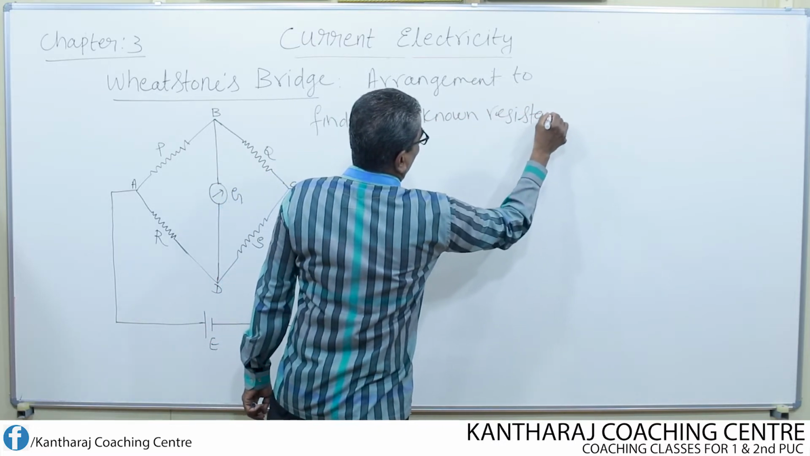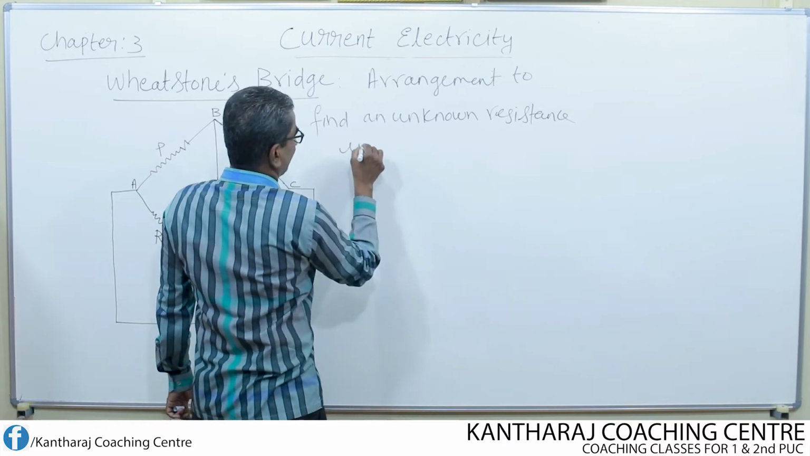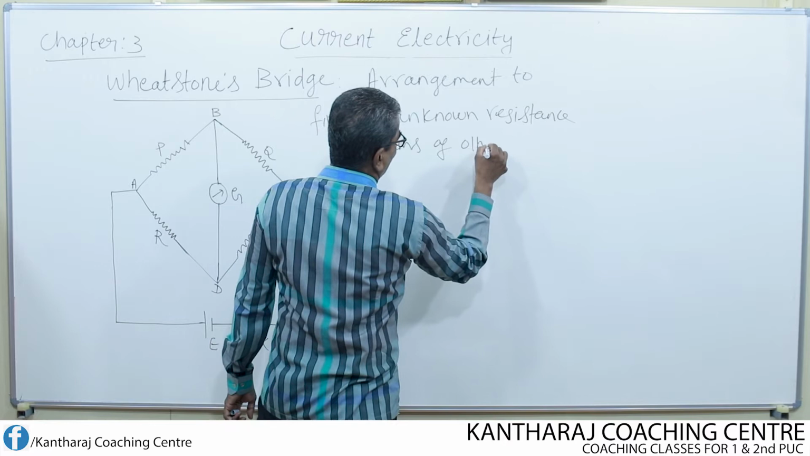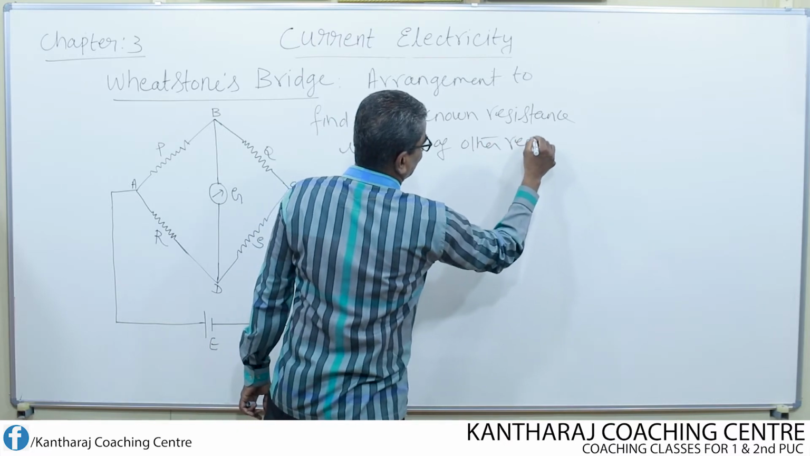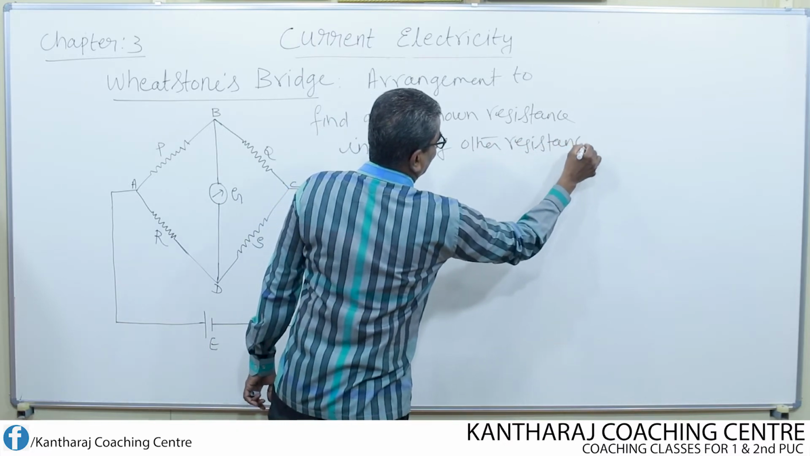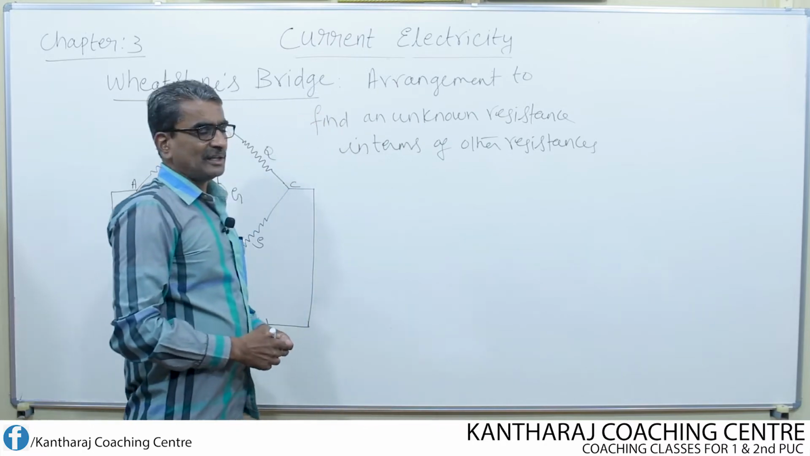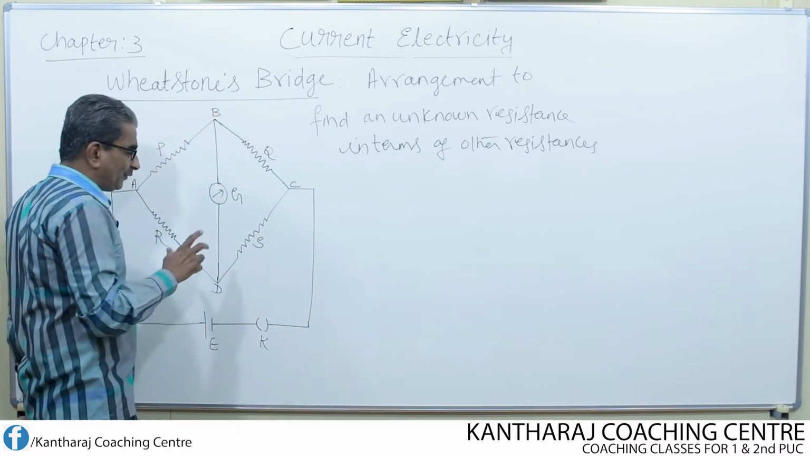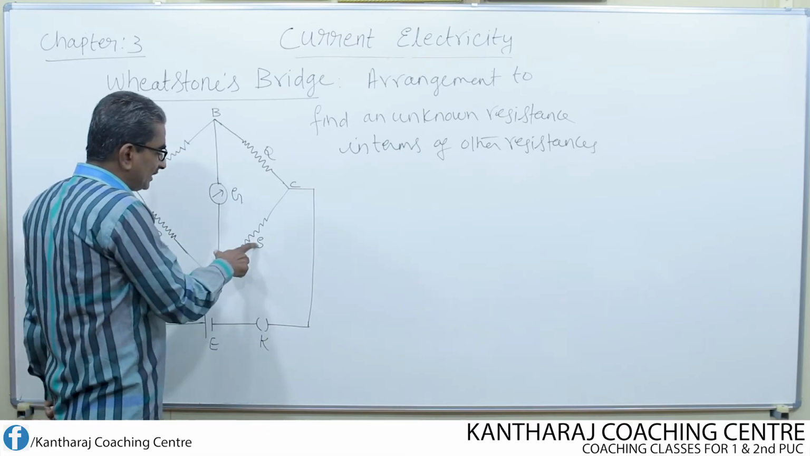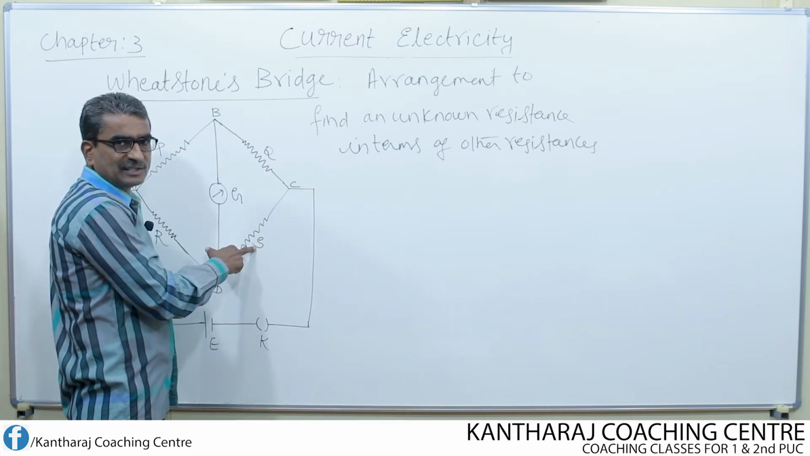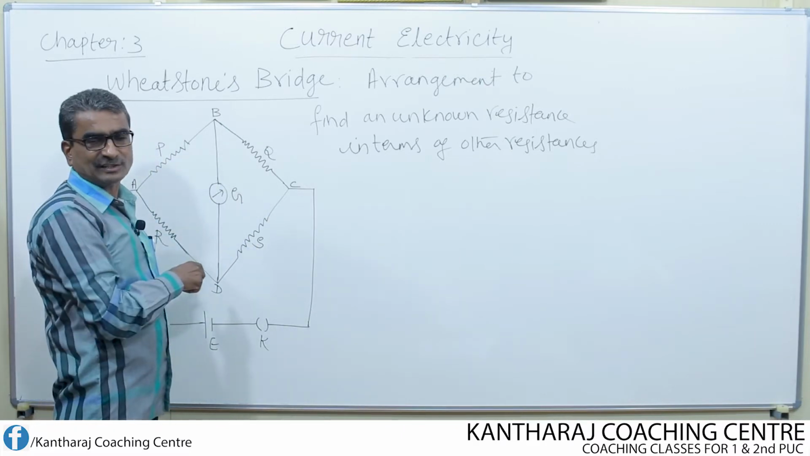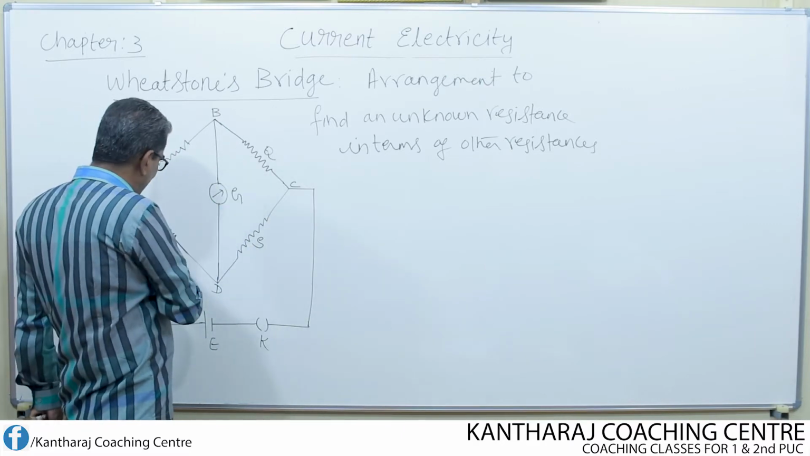in terms of other resistances. Other resistances means the remaining 3. Suppose if I want to find the value of S, the value of resistance S can be determined by means of the other 3 resistances. What are those? P, Q and also R.